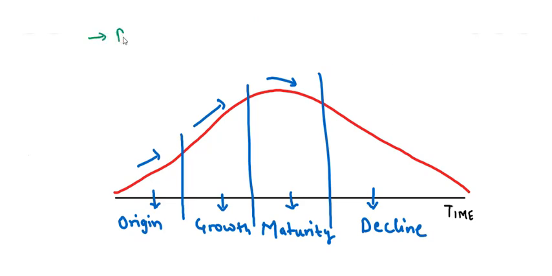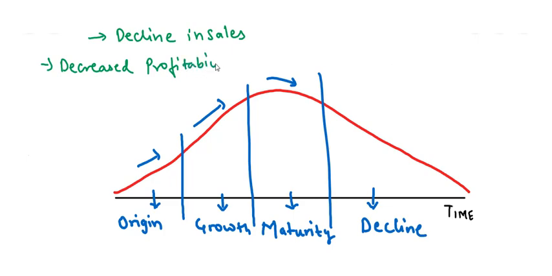The product notices a huge decline in sales and a decrease in profitability. In this stage, even if the product fails to produce any profitability, the company still keeps producing this product for its loyal customers. However, not all companies might choose this option. This is how the product life cycle looks.